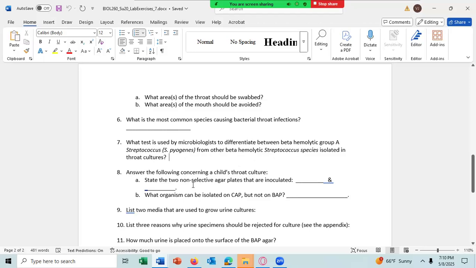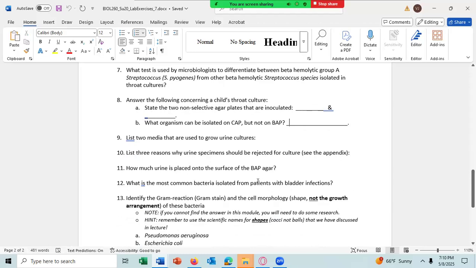8, answer the following concerning a child's throat culture. State 2 non-selective agar plates that are inoculated. What 2 media can grow a child's throat culture? And then what organism can be isolated on CAP but not on BAP? 9, list 2 media that are used to grow urine cultures. And then 10, list 3 reasons why urine specimens should be rejected for culture.